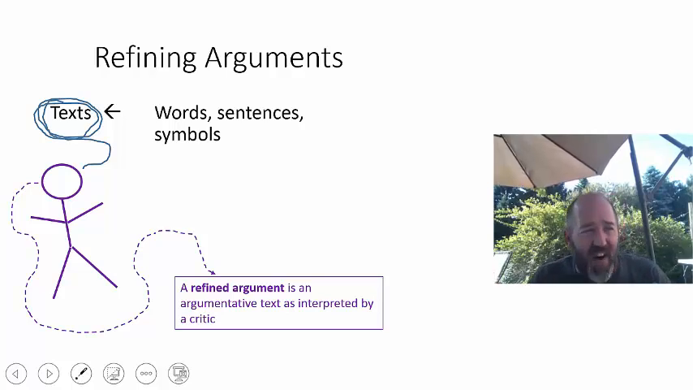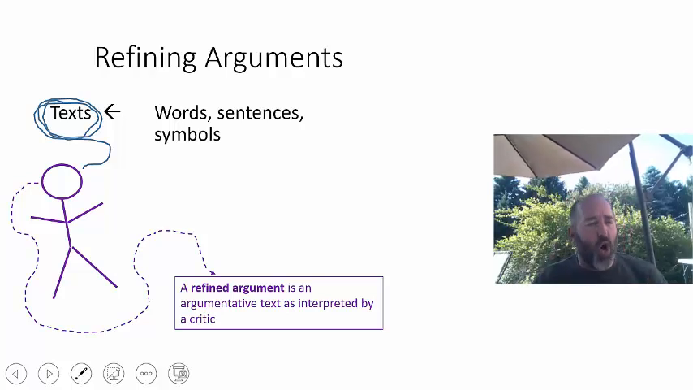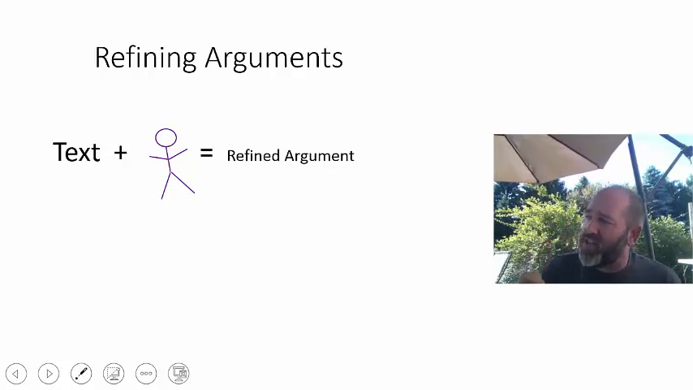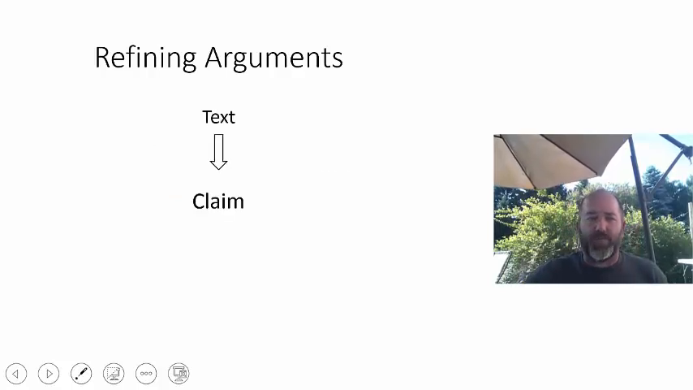Well, when we refine a text, we're getting rid of all of that rhetoric, all of that sophistry, all of that kind of clutter that makes up a text, so we can just get at what we want, which is the argument part, right? That is something that we interpret from the text. It's not something that the text does for us. It's something that we do to the text as part of our analysis of it. A refined argument is the text plus the audience member, us, the critic, who is refining it. That's where the refined argument comes from.